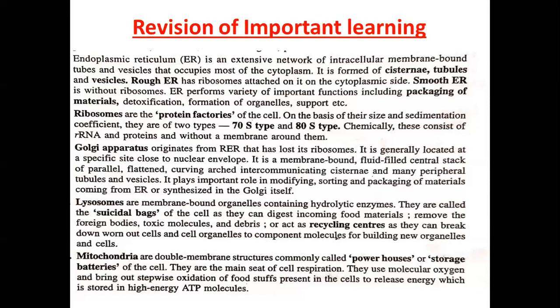Golgi apparatus originates from RER that has lost its ribosomes. It is generally located at a specific site close to the nuclear envelope. It is a membrane-bound, fluid-filled central sac of parallel, flattened, curving, arced, intercommunicating cisternae, and many peripheral tubules and vesicles. It plays an important role in modifying, sorting, and packaging of materials coming from ER, and in synthesis within the Golgi itself.